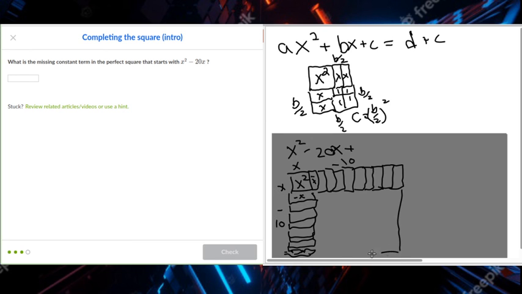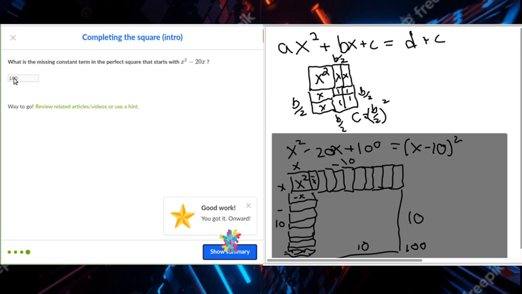And how many am I going to have here? I'm going to have 10 on this side and 10 on this side. So I'm going to have a total of 100. So I'm going to have x minus 10 squared if I have that 100 there. That one's a lot harder to draw.